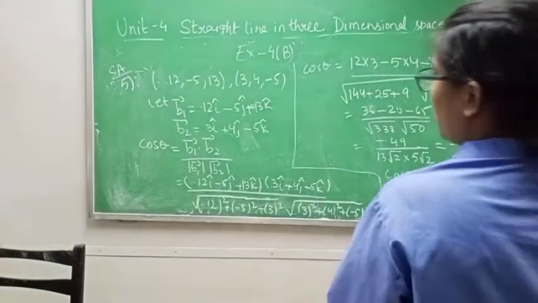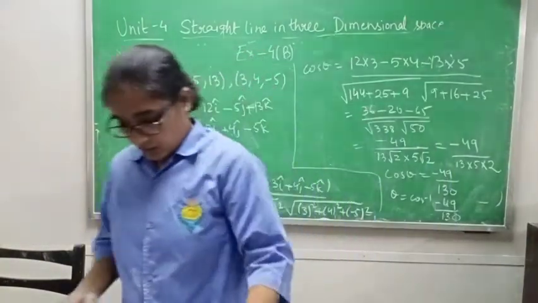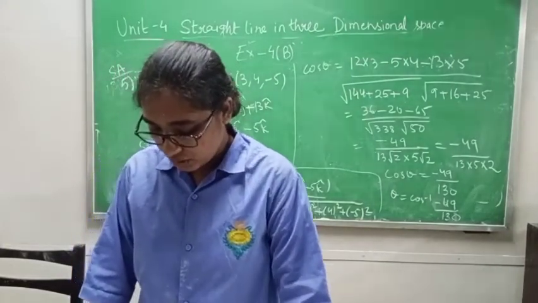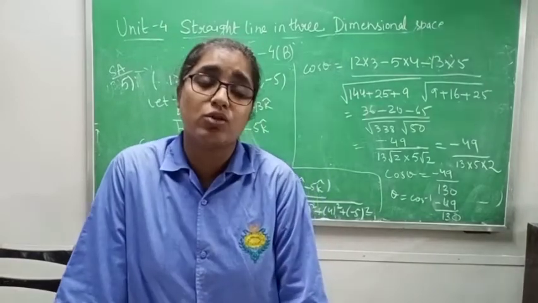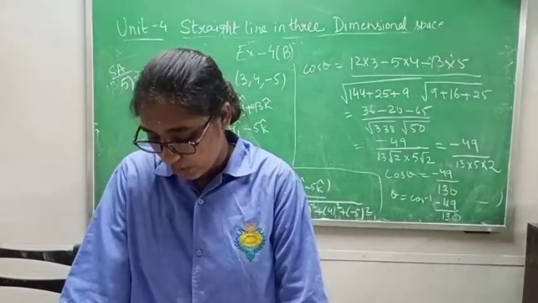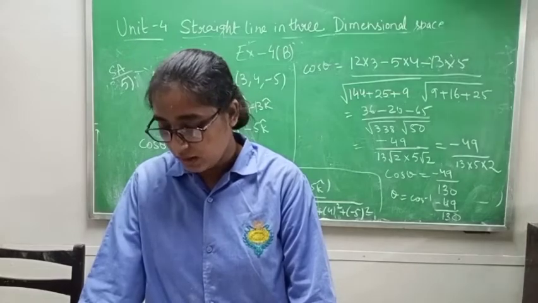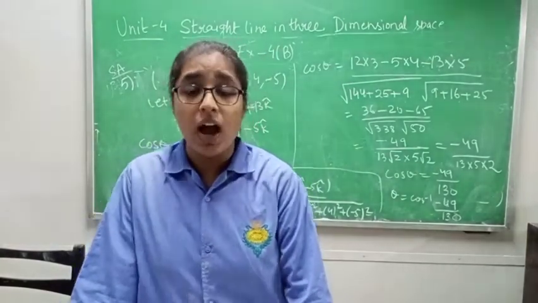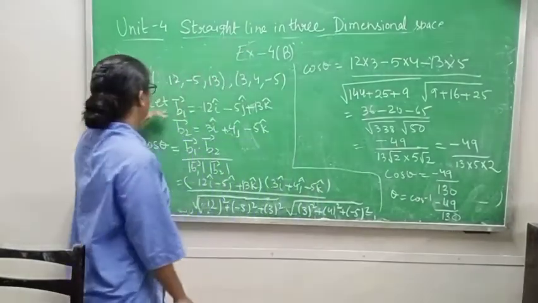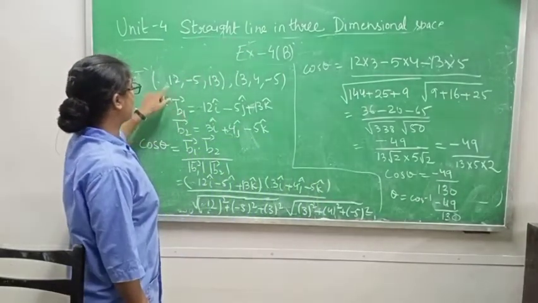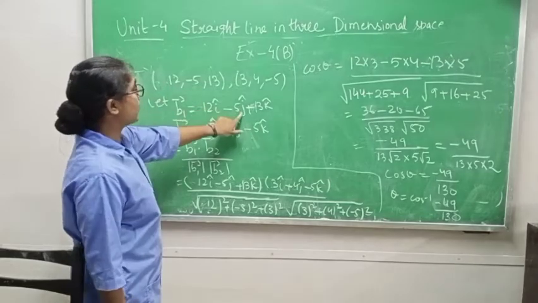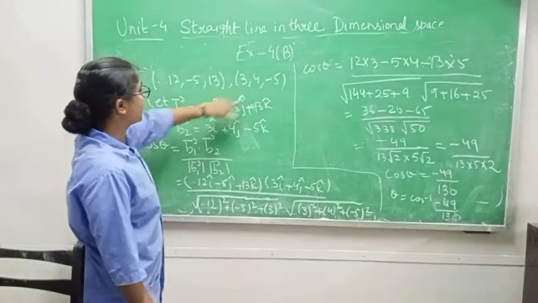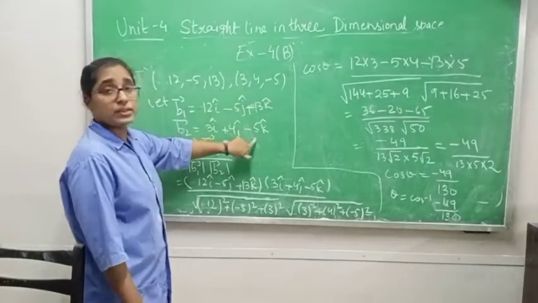Now class 12, short answer question number 5. It is given, find the angle between the pair of lines with direction ratios given by 12, minus 5, 13 and 3, 4, minus 5. When direction ratios are given to you, directly let b1 vector equal 12i cap minus 5j cap plus 13k cap, and b2 vector will be 3i cap plus 4j cap minus 5k cap.